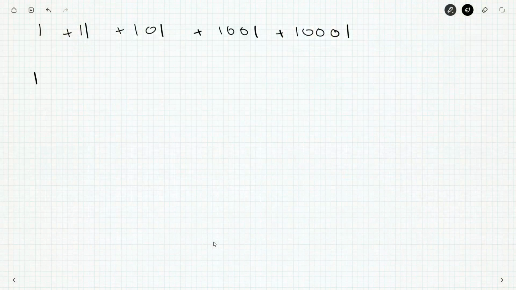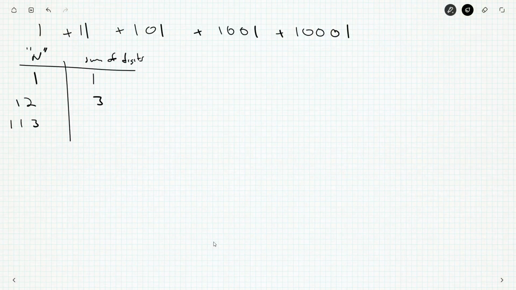So if we just start with 1, what's just 1? Well, it's just 1. What's 1 plus 11? That's 12. So I'm going to track n, but obviously not the full n, and then the sum of the digits. Then if I add on 101, I'll get 113. Sum of the digits is 5. If I add on 1001, I'll get 1114. And you might think, oh, it's just odd numbers.